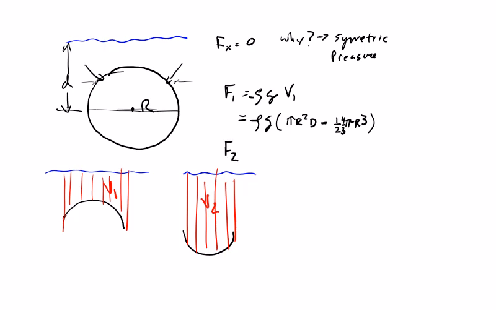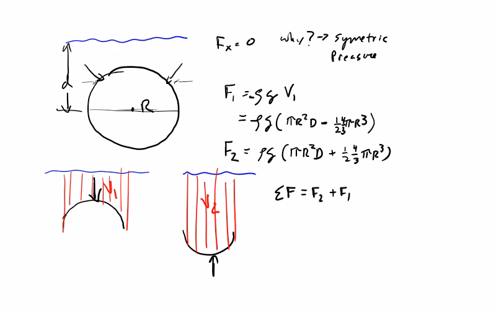All right, force 2 is going to equal rho g, and what's that volume? That's also got that pi r squared d, because there's that cylinder. This time it's plus 1/2 of 4/3 pi r cubed, because you add that. And this one is positive, pushing up. So force 1 would be down that way, and force 2 is up that way. So the net force on this thing, sum of the forces, is going to be force 2 plus force 1. And if I add those together, what happens?